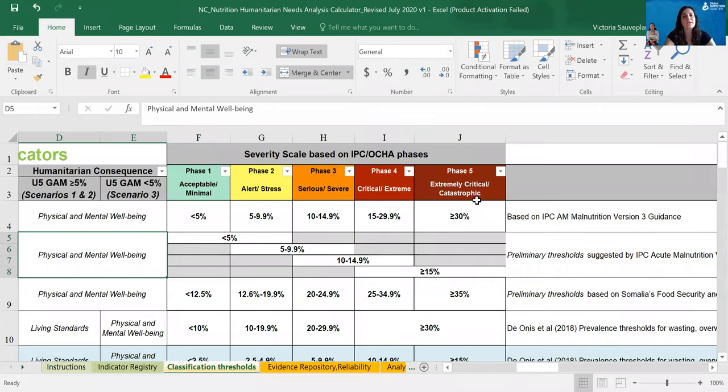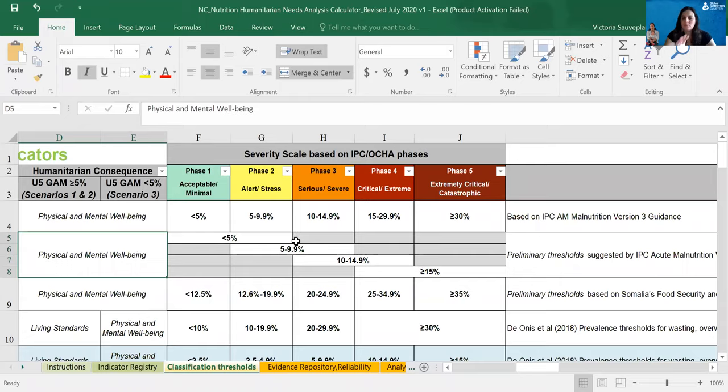So we thought it would be important to have a catastrophic phase, hopefully no cases are like this, or at least not commonly, and we thought it was important to maintain the 5-point scale and have that differentiation for GAM based on weight for height. And then we have different ones for MUAC. MUAC is a bit more tricky.